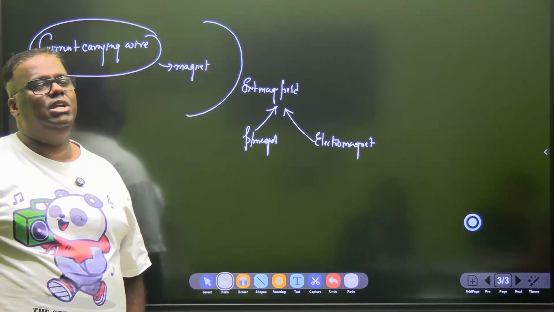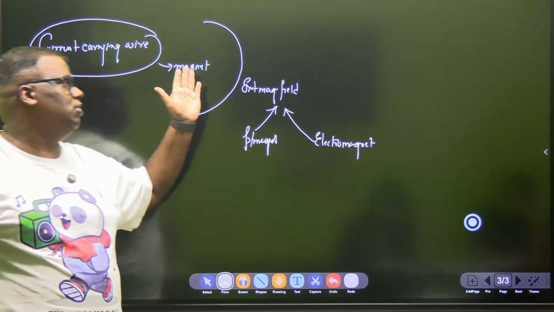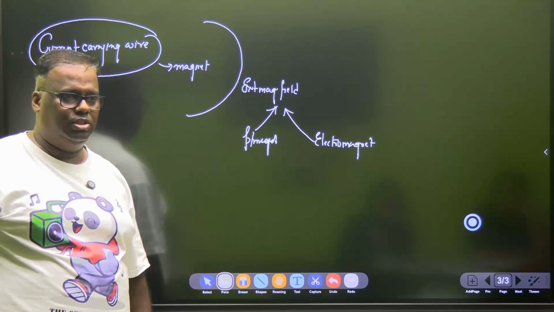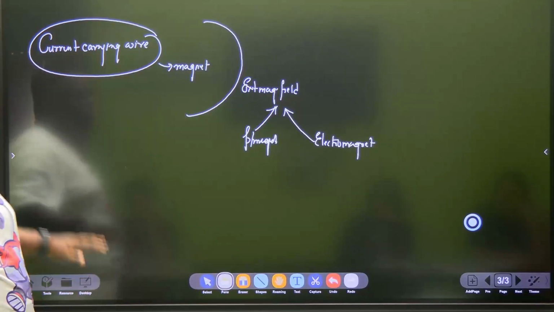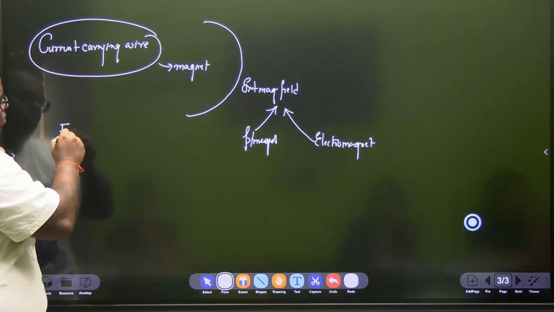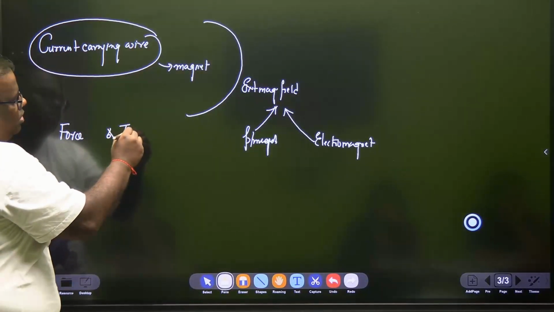This force can be attractive or repulsive depending upon the orientation of this magnetic field with this magnetic field. Is this concept understood or not? Right. Now, I just leave it for some time and I discuss with you force and torque.